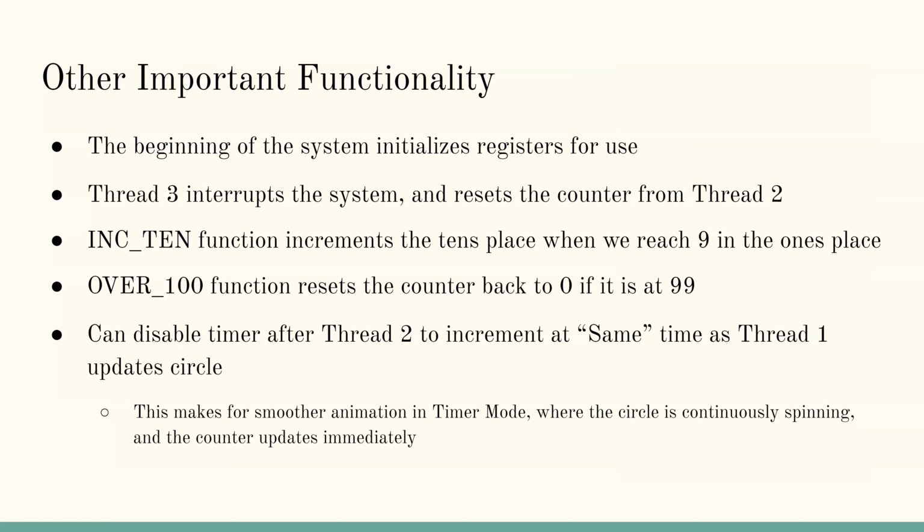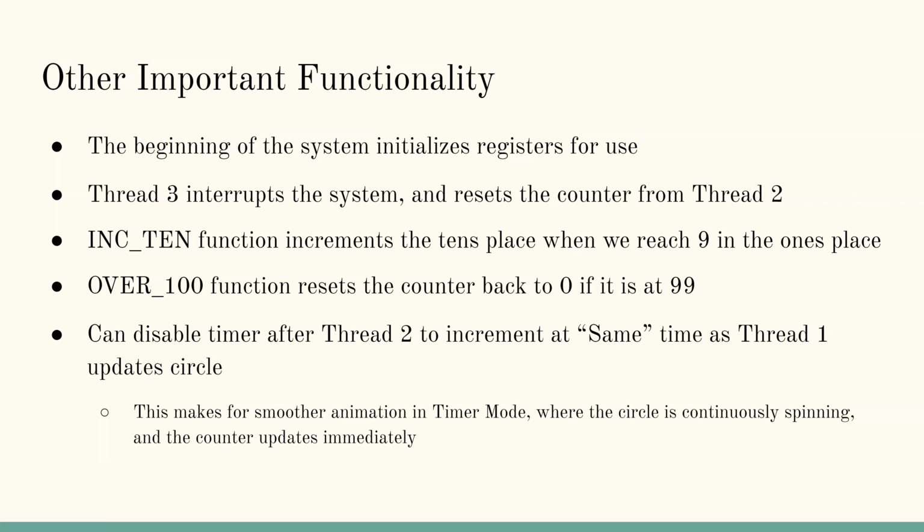We have the increment 10 function, which basically increments the tens place value when we reach 9 in the ones place. It simply allows us to count past 9 and count into a double-digit number. Since we're counting double-digit numbers, we also included the over 100 function, which once we reach number 99 on the 7-segment display, we don't have a third digit to display, and that can cause some errors. So once we increment after we're at 99, it just resets the counter back to 0.